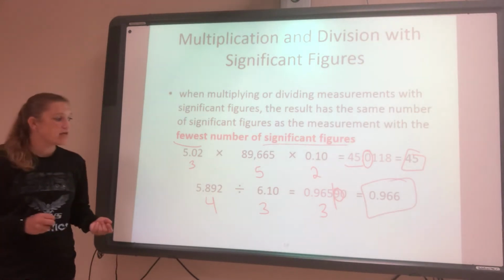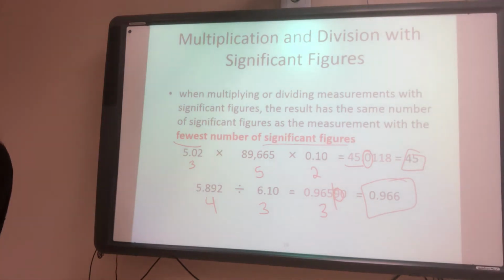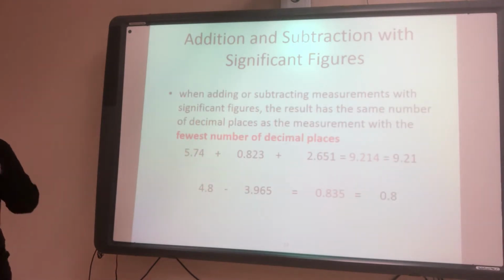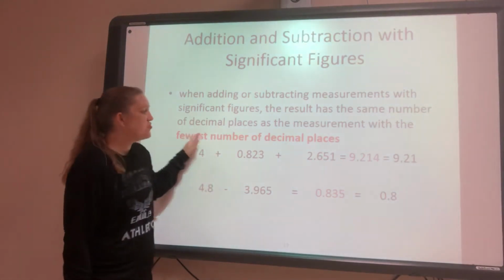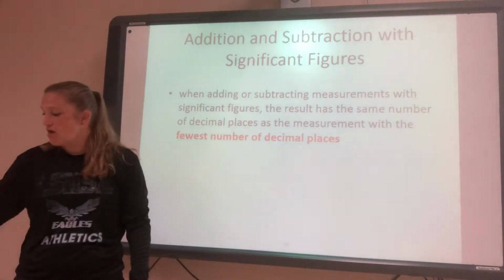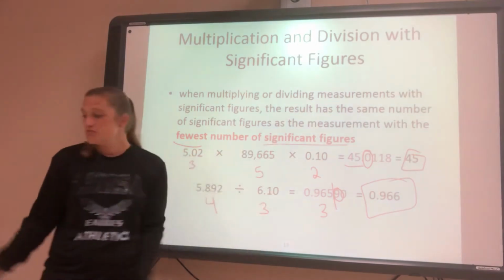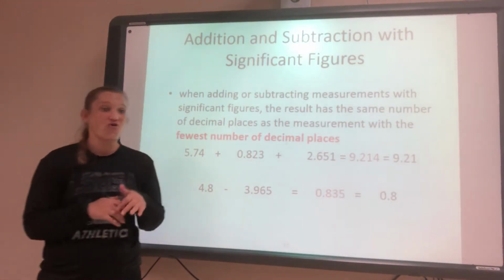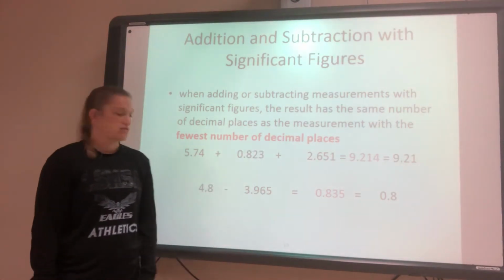So now let's look at what the rules are if it's addition and subtraction. Okay, if I'm doing addition or subtraction, it's the fewest number of decimal places. Big difference. Our last one was fewest number of sig figs. This one is going to be decimal places. This one's actually kind of easier because you don't have to know any of the sig fig rules we did. You just have to count decimal places.